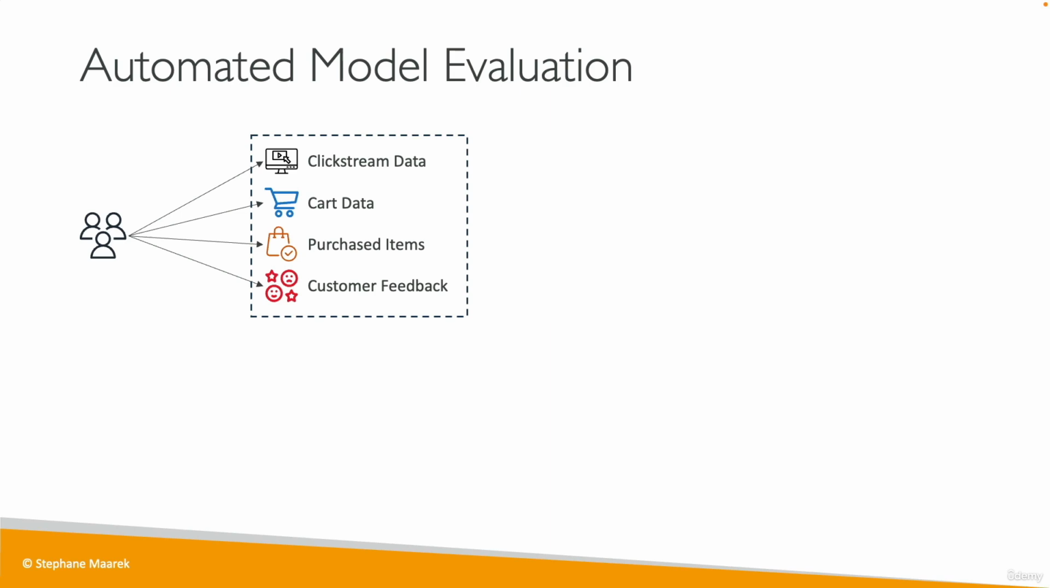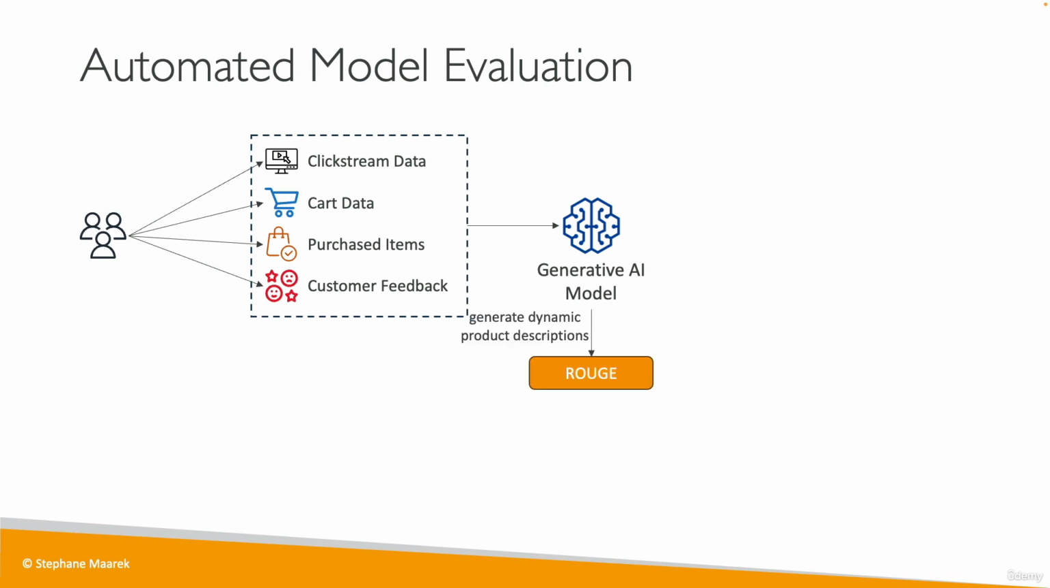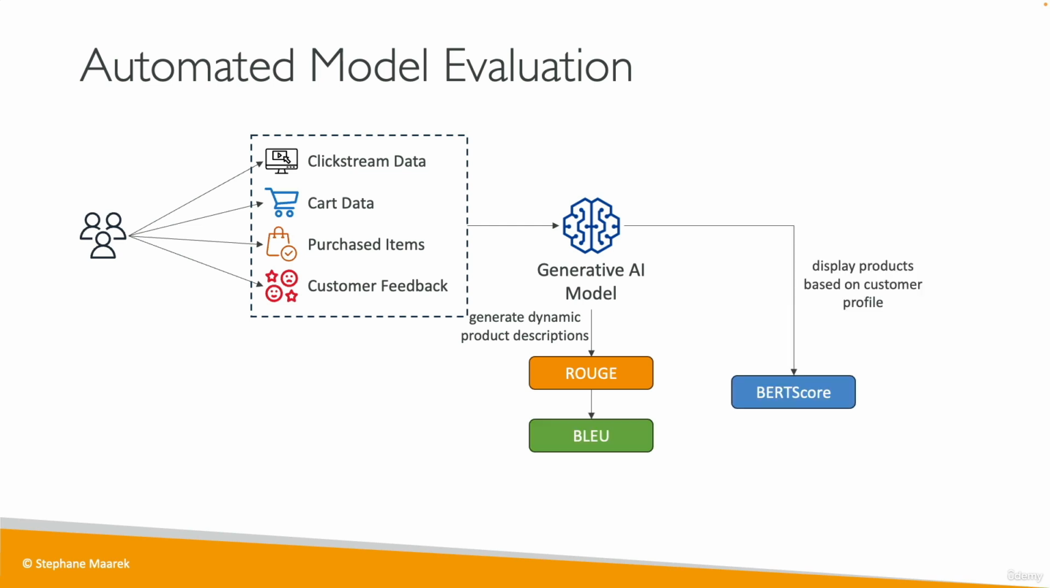So just to give you a diagram, here we have a generative AI model that we train on clickstream data, cart data, purchased items, and customer feedback. And we're going to generate dynamic product descriptions. And so from this, we can use the reference one versus the generated one to compute the ROUGE or the BLEU metric, as well as look at some similarity in terms of nuance with the BERTScore. And all of these things can be incorporated back into a feedback loop to make sure we can retrain the model and get better outputs based on the quality of the scores of these metrics.